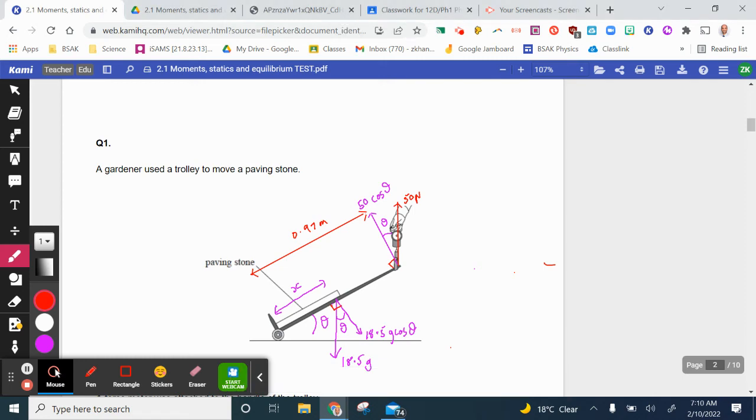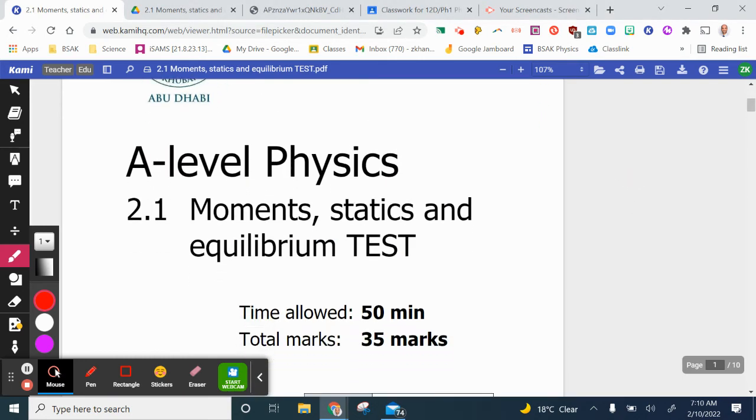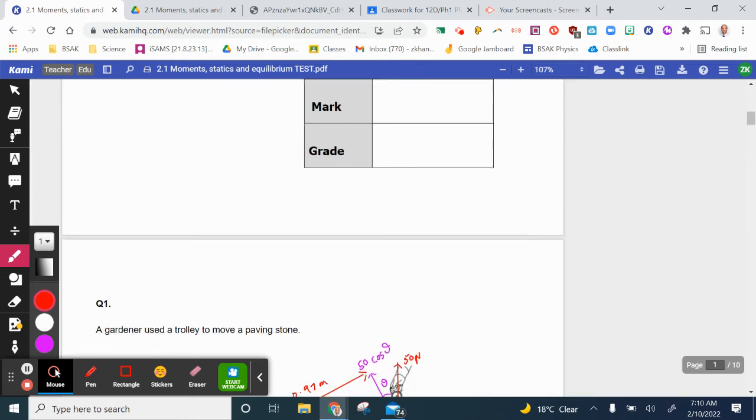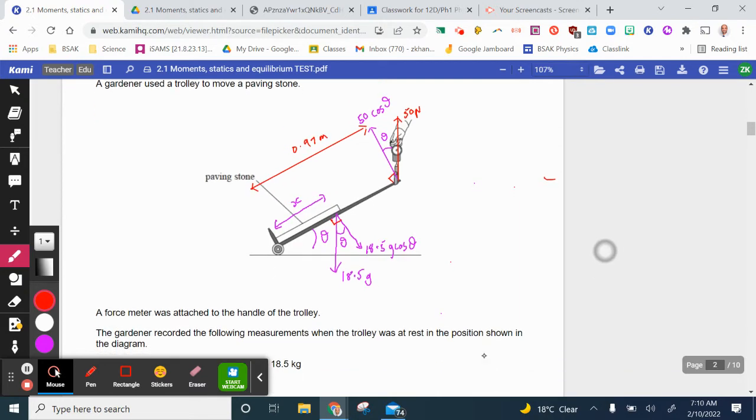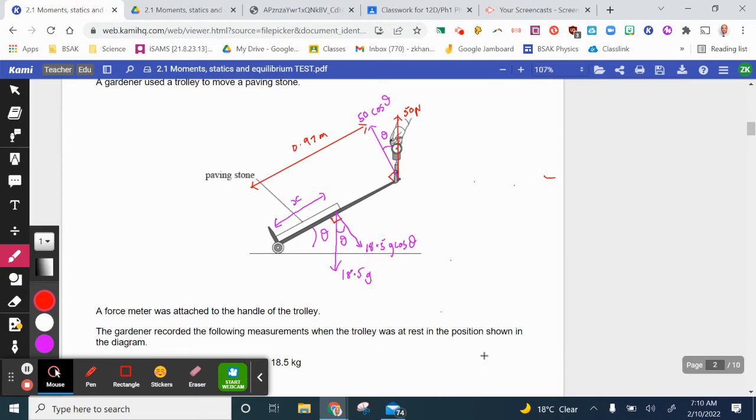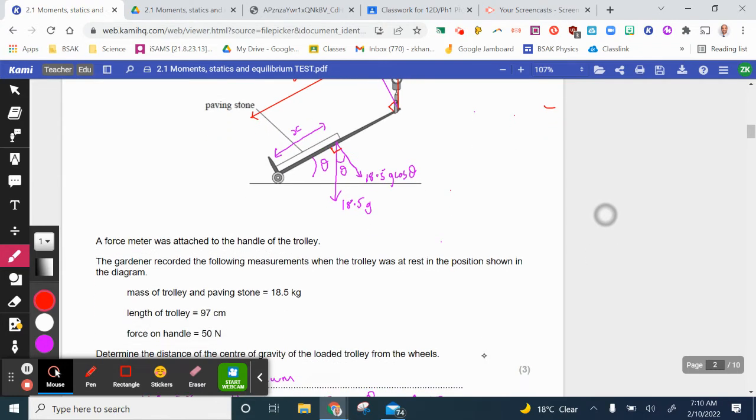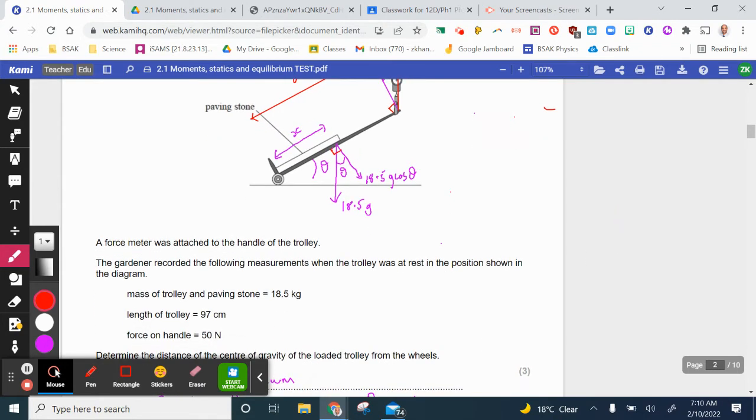Okay, so question one of the moments, statics, and equilibrium test. First question, a gardener used a trolley to move a paving stone. Here's the paving stone. On the trolley, there's a pivot point here. That's the first point that we need to consider, and we need to measure all our distances from this pivot point. Now, the mass of the trolley is 18.5 kilograms.